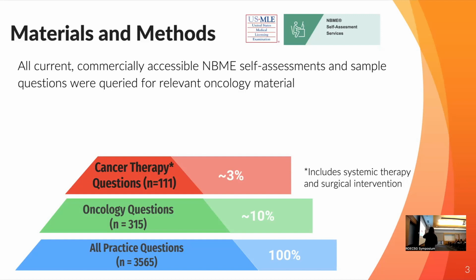So actual treatment questions were about 100, or 3% of the total volume. And then radiation was there. It was very small, but it was there. And it happened about 27 times across all these exams.